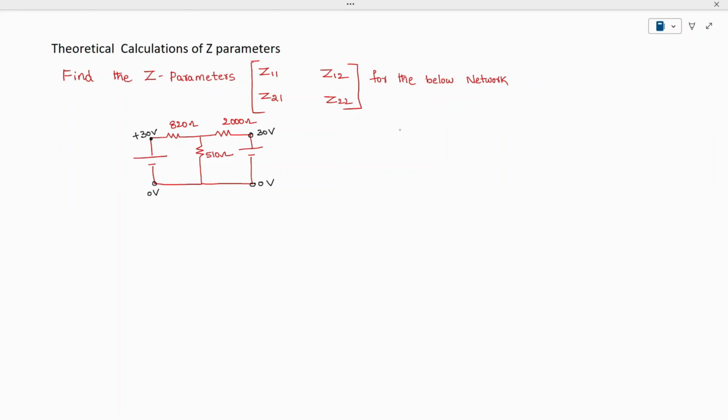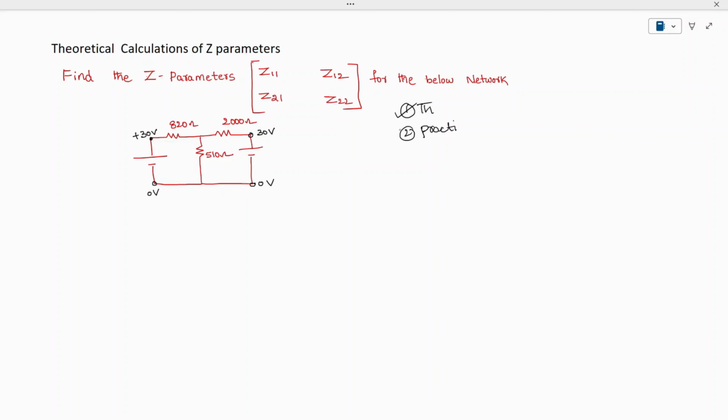Today we are going to find the theoretical calculation for the given T network, and we are going to find the Z parameters for the given T network. Let's try to see the procedure. This is very important. We will do the theoretical calculations for this T network and we will validate with respect to hardware also. The first step is the theoretical calculation, and the second step will be followed with the practical experimentation. Okay, now coming to the theoretical calculation.